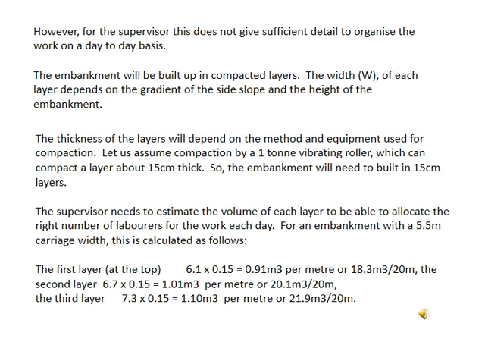The supervisor needs to estimate the volume of each layer to be able to allocate the right number of laborers for the work of each day. For the embankment with the 5 meter carriageway, which in this case is calculated, the first layer at the top is 6.1 multiplied by 1.5, so 0.91 meter cube per meter, or 18.3 meter cube per 20 meter. The second layer is 6.7 multiplied by 1.5, so 1.01 meter cube per meter, or 20.1 meter cube per 20 meter. And the third layer will be 7.3 multiplied by 1.5, so 1.1 meter cube per meter, or 21.9 meter cube per 20 meter. This is the way that we can calculate this embankment.